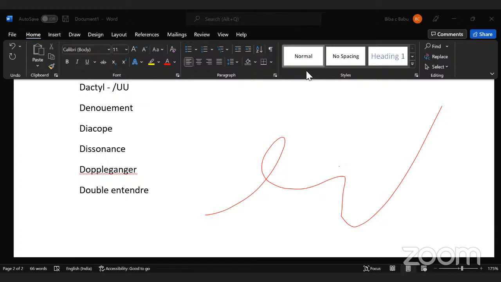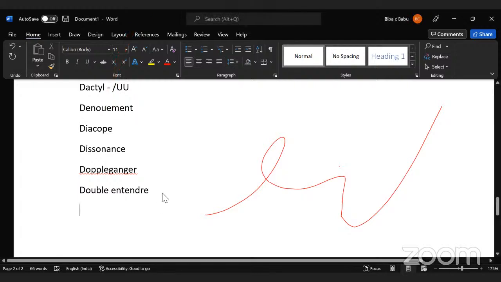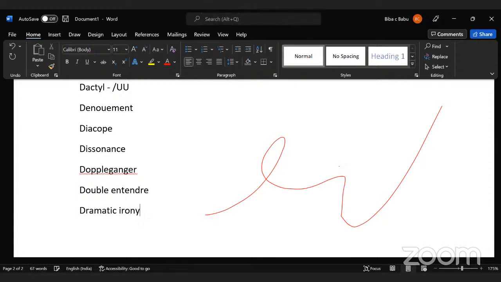Okay, double entendre is the word or phrase with multiple meanings. Next is dramatic irony. Dramatic irony is a situation in which an audience watching a play knows something that the character on the stage doesn't know. The character is not aware, but the audience knows. That is dramatic irony.